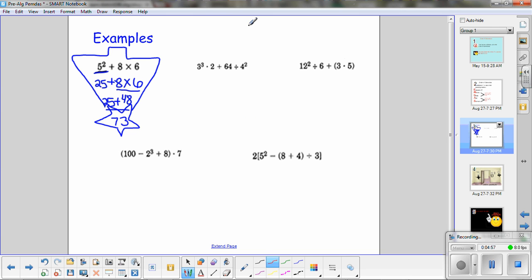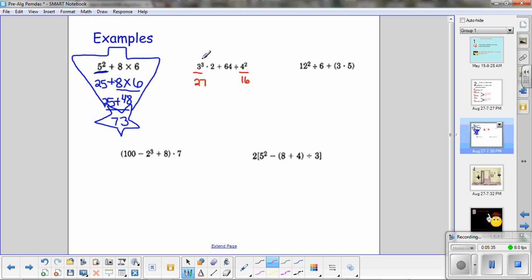The next example, 3 to the third times 2 plus 64 divided by 4 squared. Now I don't have any parentheses in this problem, so I'm going to move on to exponents. We actually have exponents twice in this problem, so I'm going to underline both of them and do both of them in this step. 3 to the third power means 3 times 3 times 3. 3 times 3 is 9, times 3 is 27. And 4 squared is 4 times 4, which is 16.